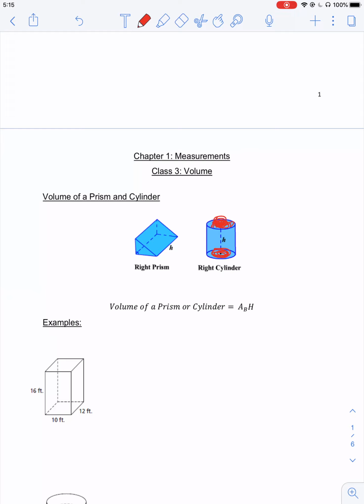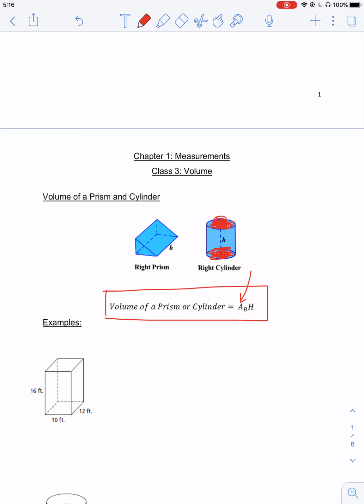It's the same formula that you'll have to use. Volume is just find the area of the base and then multiply it by the height. That's the formula. So the tricky part, I guess, is to identify what the base is. But like I said, they have to be parallel to each other. And I'm hoping that kind of makes sense.